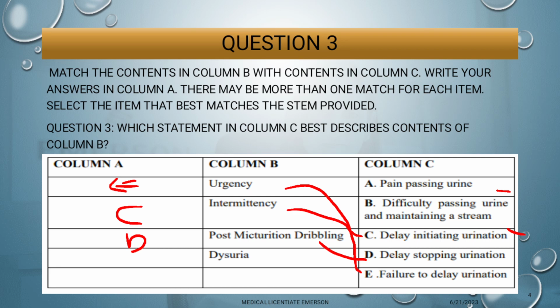So dysuria can also be sometimes difficulties passing urine, but this is A, dysuria. So that's A, the dysuria part is there. And then for part B, I know it's confusing with dysuria, but dysuria is just difficulties or pain when passing urine. Difficulties passing urine and maintaining a stream is not dysuria. Difficulties passing urine and maintaining a stream is hesitancy.